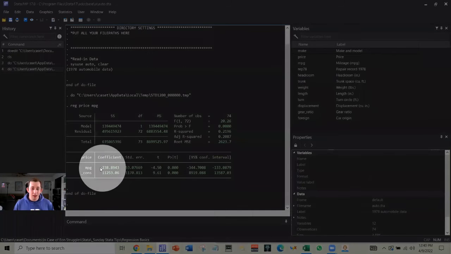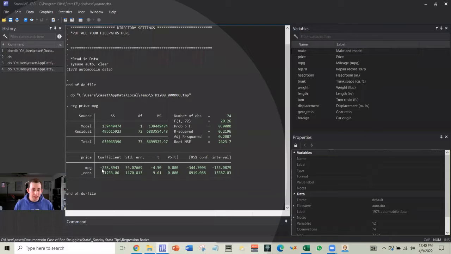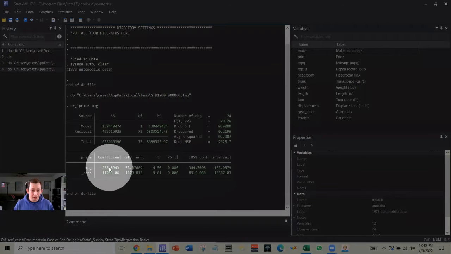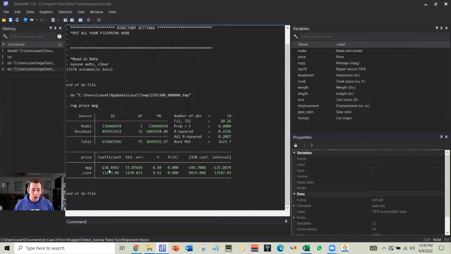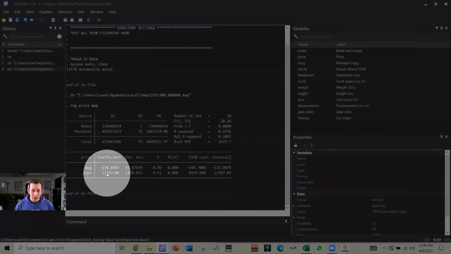This means that on average, we expect the relationship between miles per gallon and price to be such that if you take two cars and one car has a miles per gallon of 1 mile per gallon higher than the other car, we expect that the price of that car with the higher miles per gallon would have a price of $239 less.